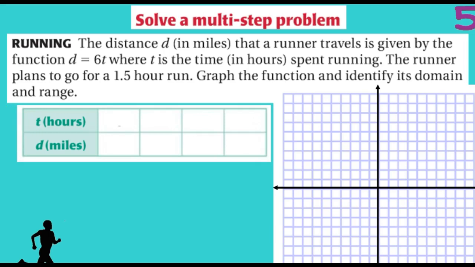Alright, a couple more slides here. This one says the distance d in miles that a runner travels is given by the function d equals 6t, where t is the time in hours spent running. The runner plans to go for a 1.5 hour run. Graph the function and identify its domain and range.